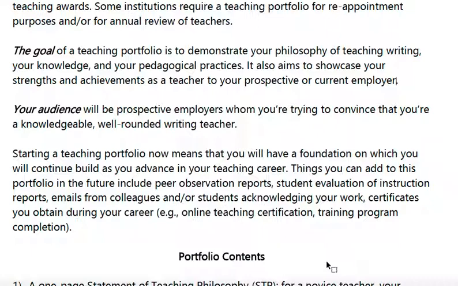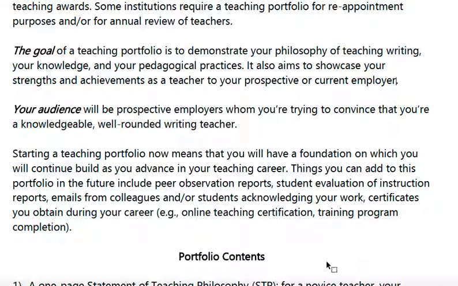For Angela, this is different for you because you're not applying for full-time teaching positions, as far as I know. But think of your audience here as university higher administration. If you are applying for promotion to be a senior lecturer in a few years, if you are applying to one of the teaching awards at AUM, how are you going to showcase your strength, your knowledge, your achievements as a teacher?